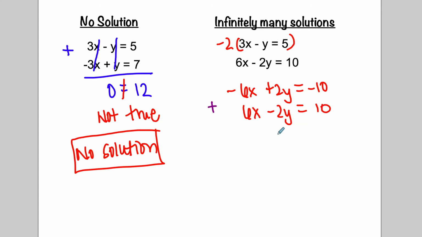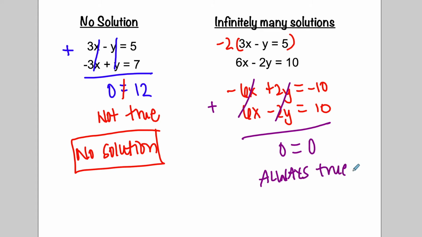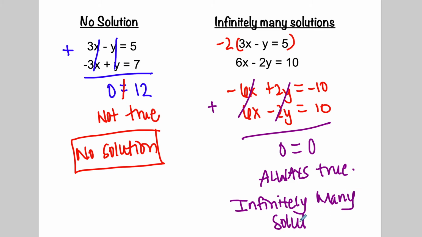And now when I add them together, x's cancel, y's cancel. On the left-hand side, I have 0. Negative 10 plus 10 is 0. Does 0 equal 0? Yes, this is always true. And since it's always true, what this tells me is there are infinitely many solutions. And what we can do to abbreviate is IMS. There are infinitely many solutions in this case.